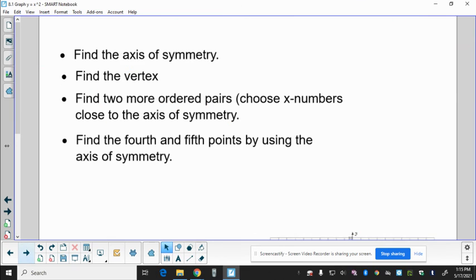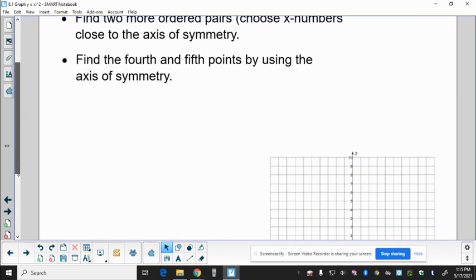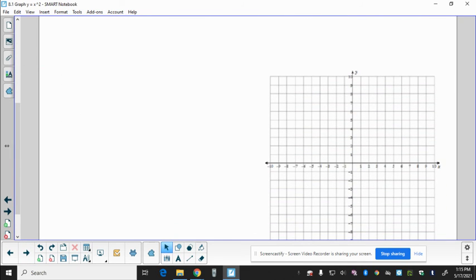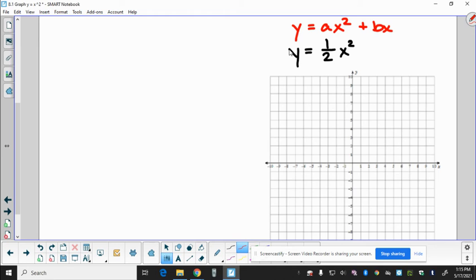Okay, let's try another one. Oh, let's make something else up. How about this? y equals 1/2 x squared. Now, what do you think is going to happen with this? So just keeping in mind what these things look like, actually. So this one, once again, has no value for b or c, but a, we can see what that is.